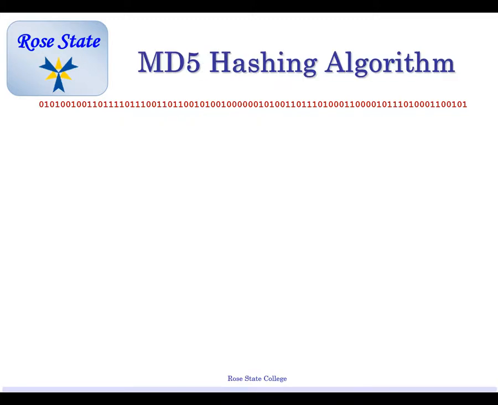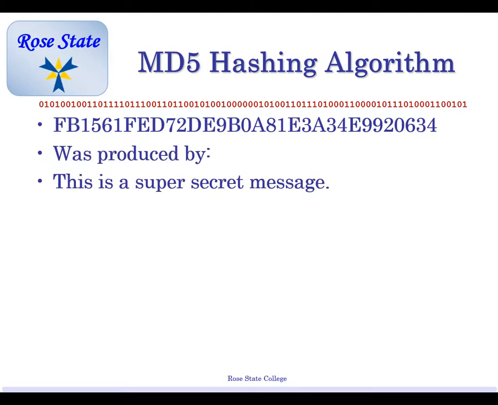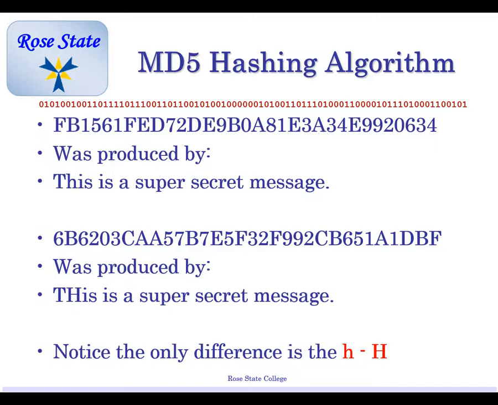Okay? MD5, for instance, here's an MD5 hash. Was produced by this statement. This is a super secret message. This hash, do you agree the hash is different? Totally different hash. Was produced by that. The only difference is the H. So changing one small value, you'll see it basically changed probably every single digit in the hash. So there's no way we could take this hash and work backwards to get to what we started with.